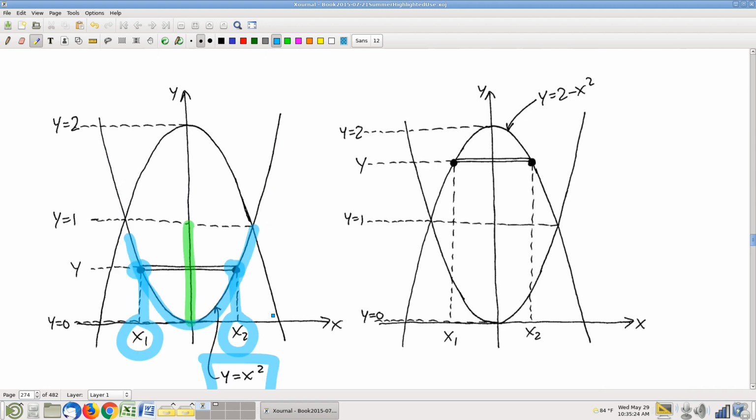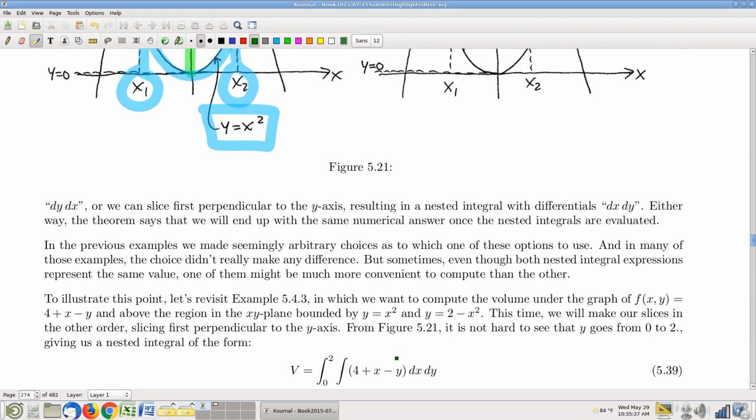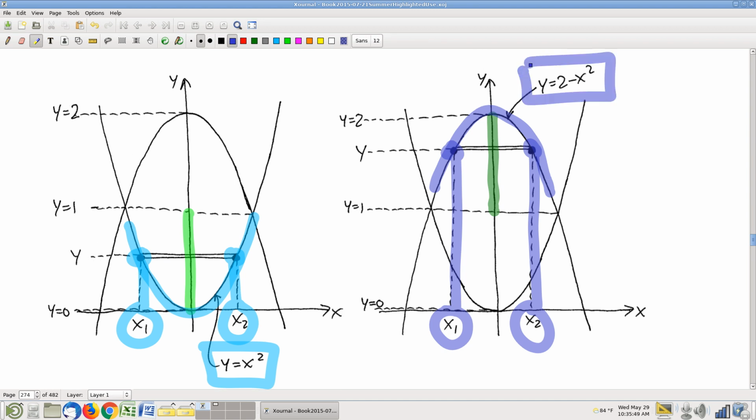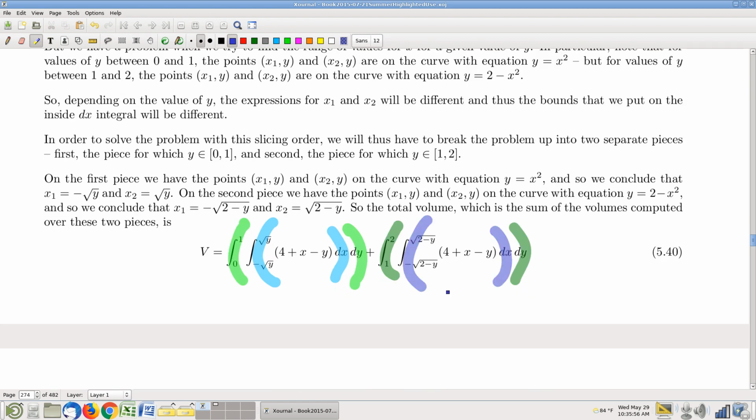I then have to come back up here and say, okay, for y between 1 and 2, as y goes from 1 to 2, it is these points that determine the bounds, those being points on this curve with that equation. Solve for x, and my x bounds are that and that. It's tempting to want to say that you have a single integral, y goes from 0 to 2, but you just can't combine these integrals like that, because what's on the inside is different. So this is what you get.